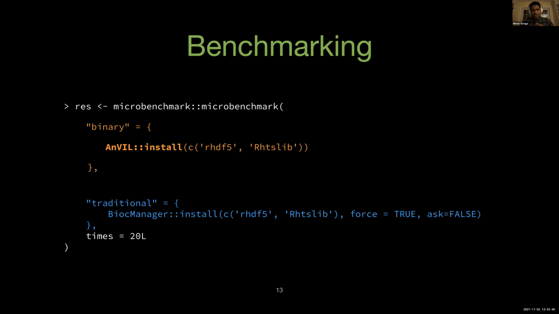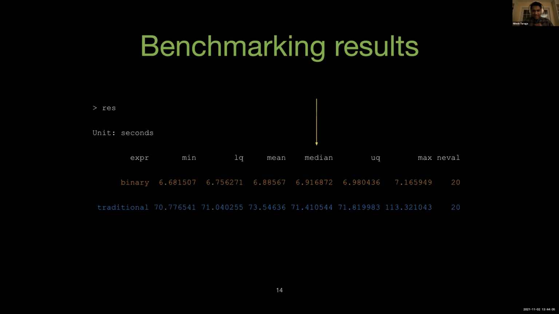And we're going to try and install two packages, rhdf5 and Rhtslib. And we're going to try and install it 20 times. With benchmarking, you repeat the same experiment multiple times, so you get an average of the results. We're going to save it into an object called res. And I ran this ahead of time, obviously, and I copied the results here. It'll take a bunch of time, so we don't want to do that live in a demo.